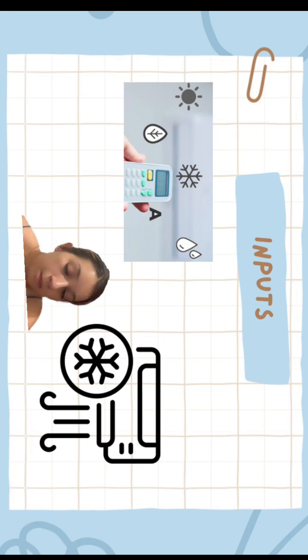Another input is the current temperature in the house. It helps to know what change you are going to make, if you want a higher temperature or a lower one. That will be all the inputs in this system, or some of them. So we'll be passing to the outputs.